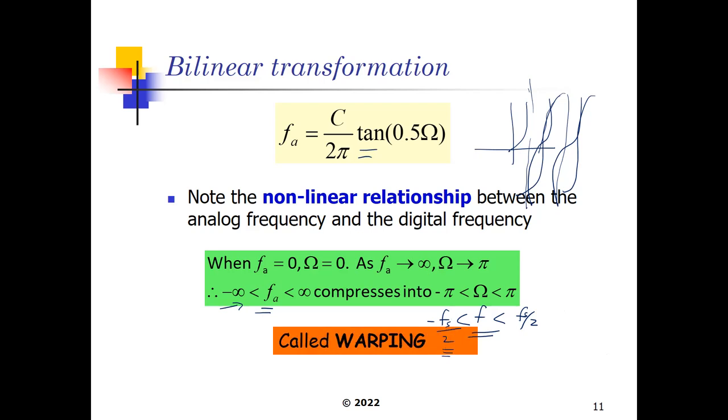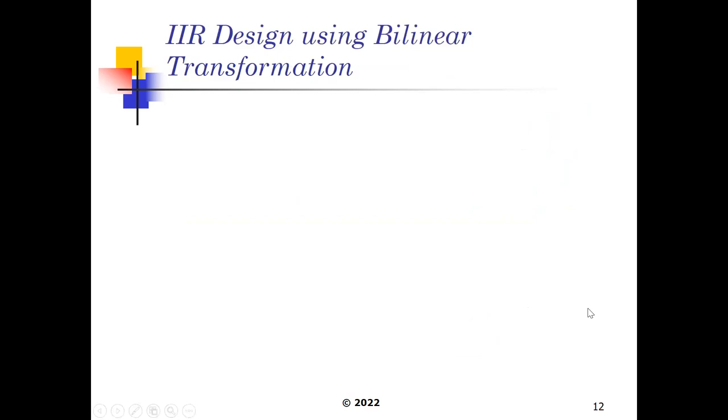This nonlinear relationship is called warping. Those of you who like science fiction shows would probably have heard that term before. It's not traveling faster than light. In this case, it's just bending everything, like what Einstein spoke about, how space is warped. Here we have an extreme kind of warping, where you take an infinite analog frequency range and squeeze it into a known range of plus or minus fs over 2.